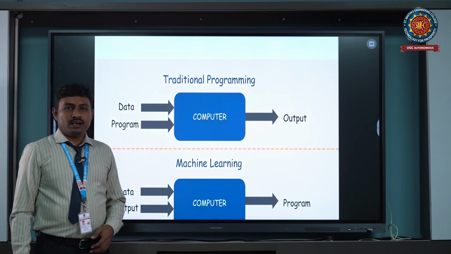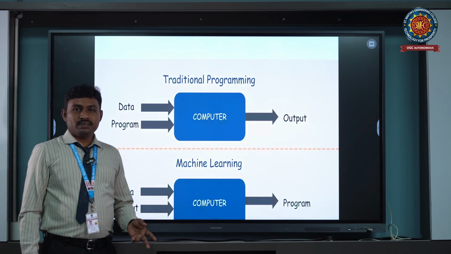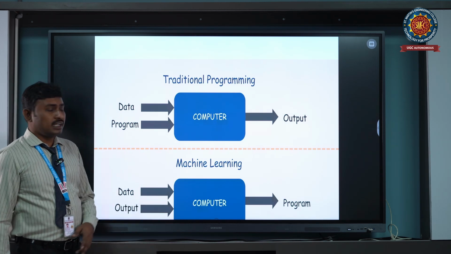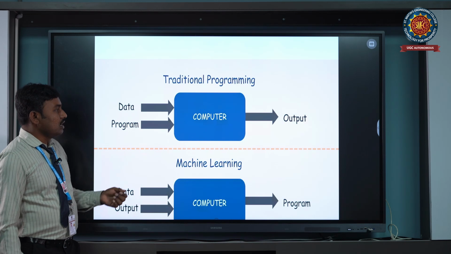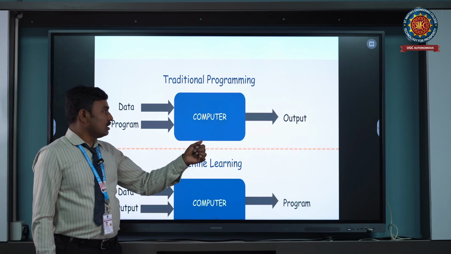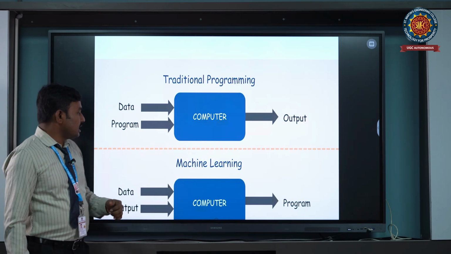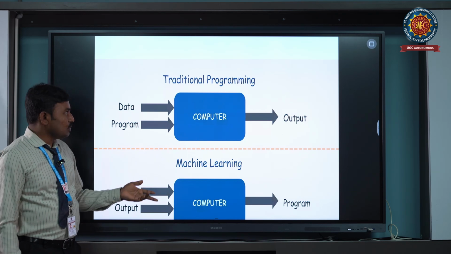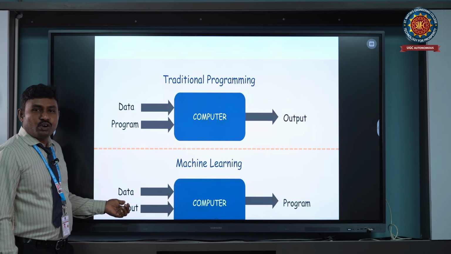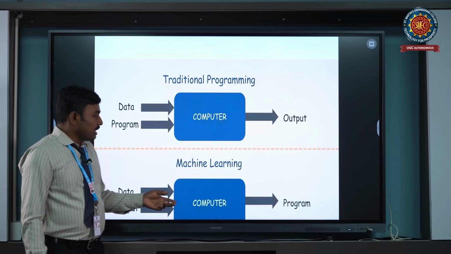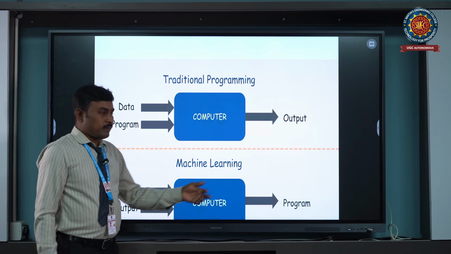Basically, we know about general languages. In a traditional programming language, we give data and a program as input and we get output from the input. But in machine learning, it is simply the opposite. Here we give the data and output as input and we get the program as output.